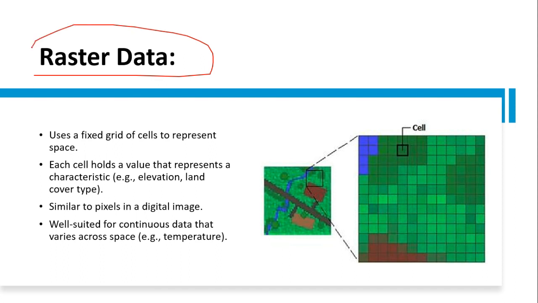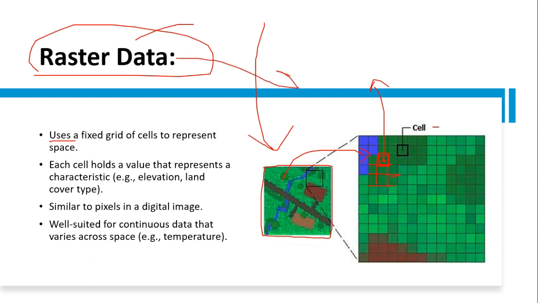And then the raster data, that is also a type of spatial data. It uses a fixed grid of cells to represent any space, like a satellite image. Here we have a satellite image. Whenever you zoom in on a satellite image or any digital photograph, you can see that it has a grid-like structure where each cell holds a value that represents its characteristics. Like, this cell has information about this location: what is the elevation of this area, what type of land cover is within this cell. We also know this cell as a pixel.